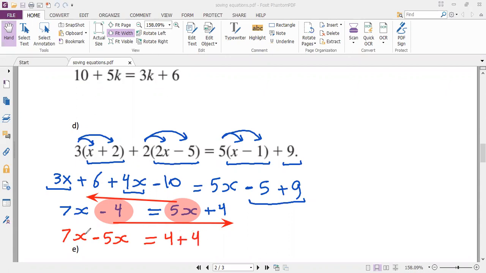It's easy to do. 7x minus 5x, it's 2x. So we have 2x equals 4 plus 4, which is 8. Then to get x, just divide by 2 on both sides. Then x equals 4.